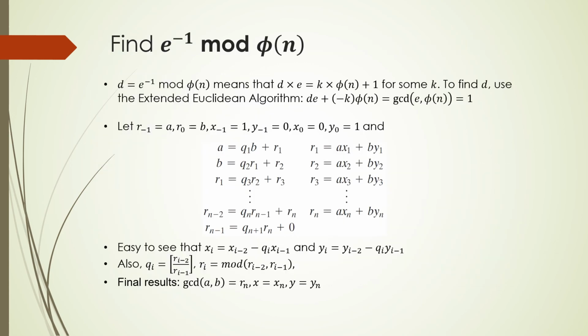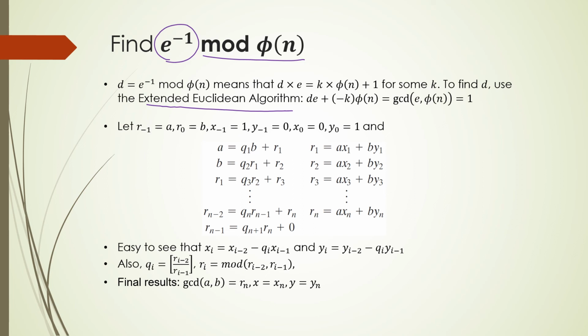Now, as the optional part of this lecture, let me briefly explain how to calculate the inverse of e mod the totient function of n. This is useful when you want to calculate the private key given the public key e and n. So the private key is d and n, and d is going to be the inverse of e mod phi of n. In order to do this calculation, we're going to use the extended Euclidean algorithm, which is a very fast algorithm. It's going to be a linear algorithm that can calculate d.